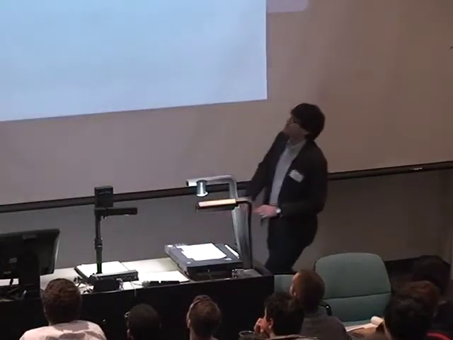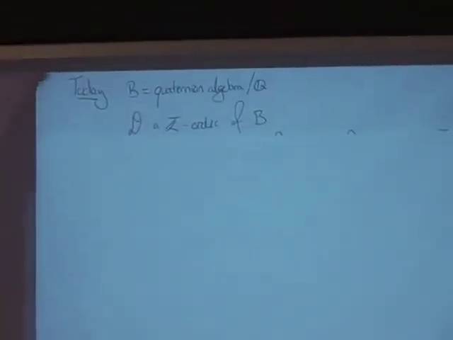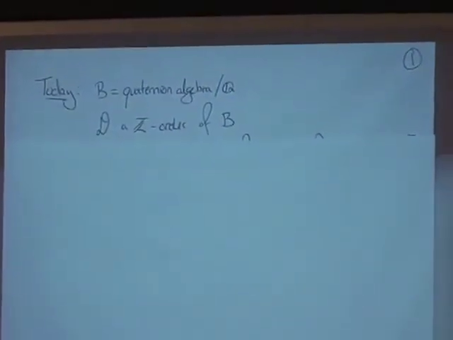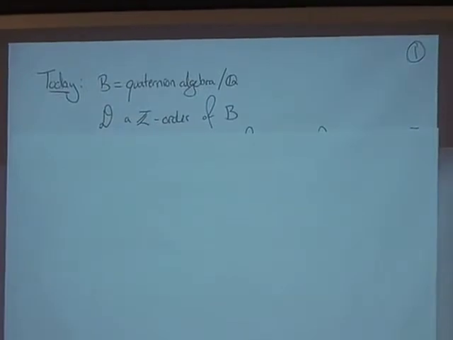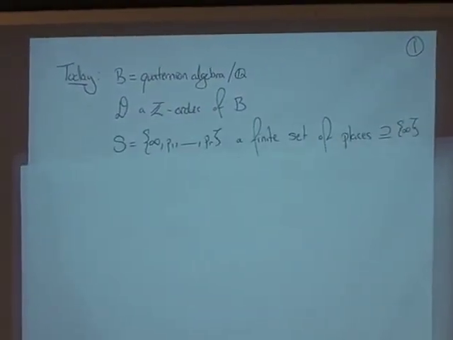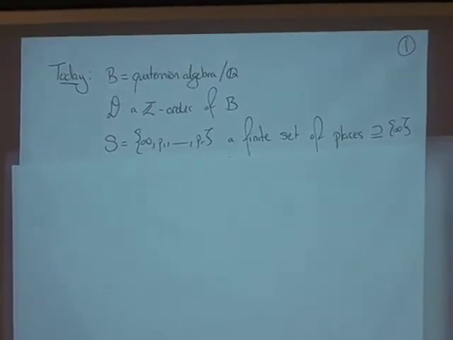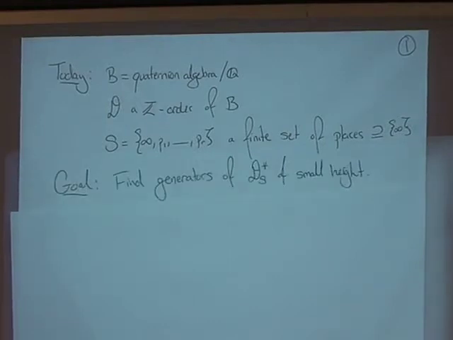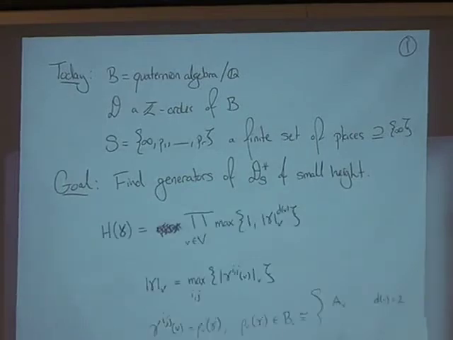So today I'm going to focus on a quaternion algebra over Q. I'm going to stick to that special case so that the formulas and everything become a bit simpler. And so D is going to be an integral order of B. We're going to take S, some finite set of places, which is going to contain the Archimedean place. Our goal is going to be to find generators of small height, and I'd like to recall what that height meant.